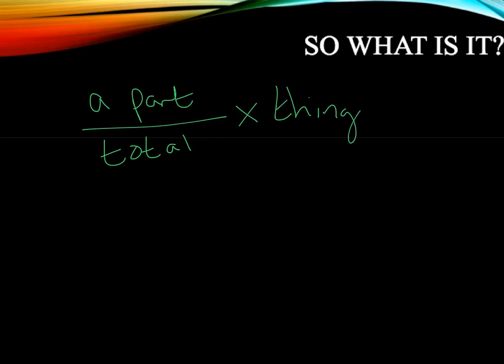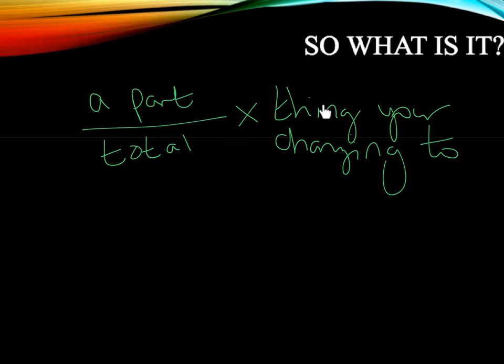And it's simply this: a part of something divided by the total thing multiplied by whatever it is that you're trying to change it into. So I'm going to put the thing you're changing to. And you're going to think, what on earth are you talking about? You've completely lost the plot. Well, I haven't, and I'm going to give you some examples of when we see this. So a part of something divided by the total thing multiplied by something else that you're trying to change it into. I'm going to show you now a load of different applications of when we actually use that.